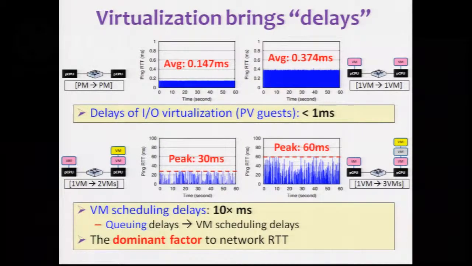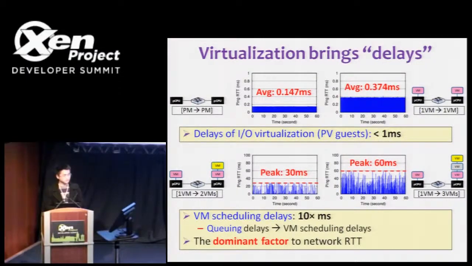In our platform, we find that the delay caused by IO virtualization of a PV guest is sub-millisecond. But VM scheduling delays can be tens of milliseconds. For example, when we run two VMs on one core, the peak latency can be as high as 30 milliseconds. And when we run three VMs on one core, the peak latency can be 60 milliseconds. This is because Xen's credit scheduler uses a 30 millisecond time slice to schedule the virtual CPUs. So this type of delay can dominate the network RTTs.